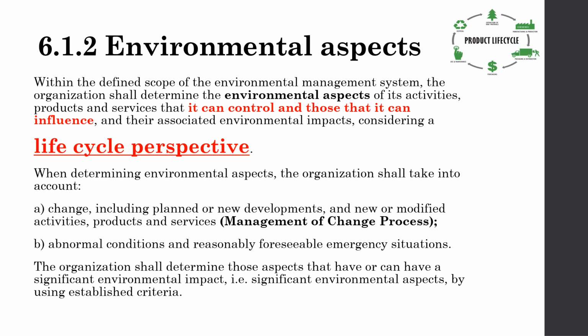Okay, so section 6.1.2, environmental aspects. This is the first place in the standard that talks about the life cycle perspective. And this section of the standard is all about the identification of aspects. So it says the organization shall determine the aspects of their activities, products, and services that it can control and those it can influence, and the associated impacts considering a life cycle perspective.